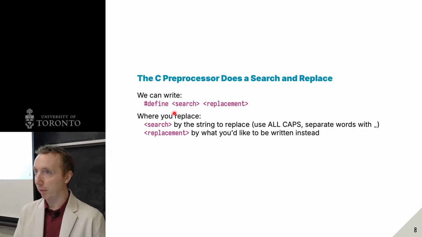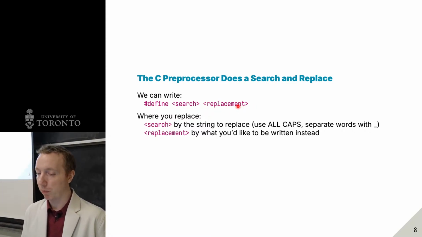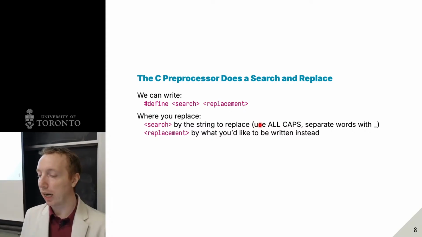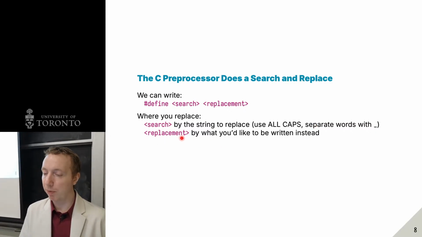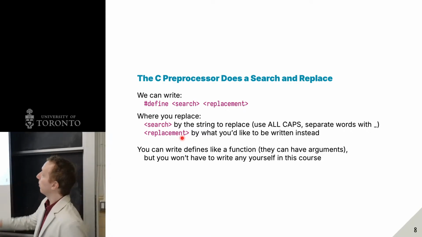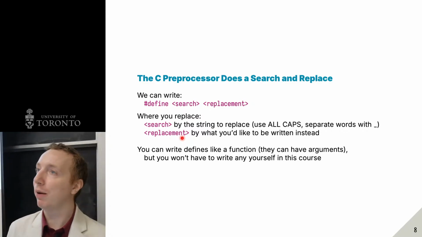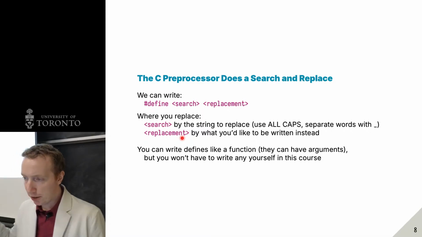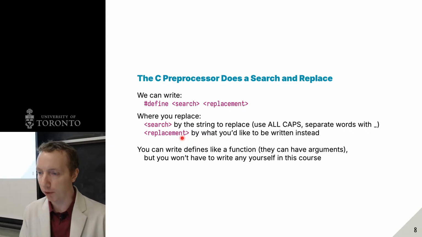So it's what the preprocessor will search for before it gets to the compiler, and replace it by this replacement text. So that search should be a string. Usually use all caps with words separated by underscores, and the replacement is what you would like written instead. So you can write defines like a function. They can have arguments and things like that, but you won't have to write any for yourself in this course. I'll show you one a bit later, but you just have to know what it is. People just generally copy and paste it and use it all the time.